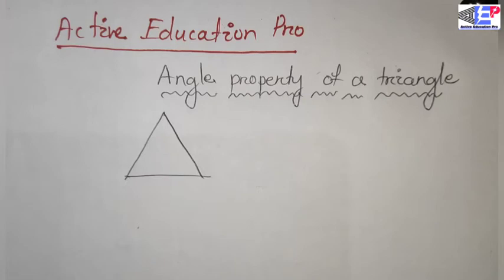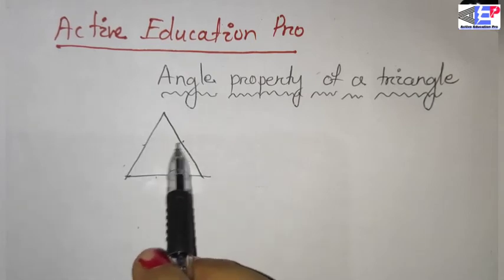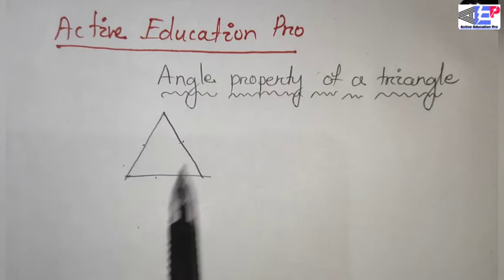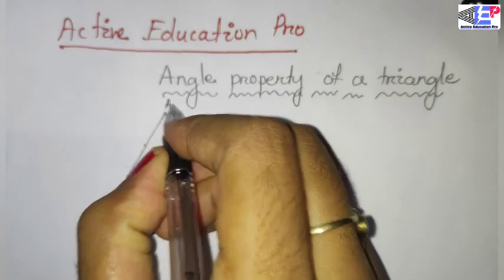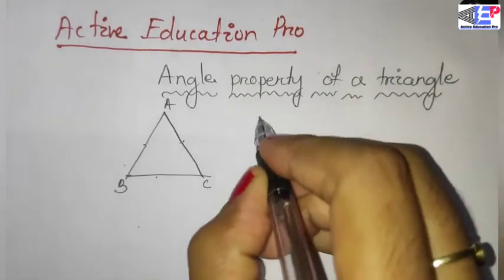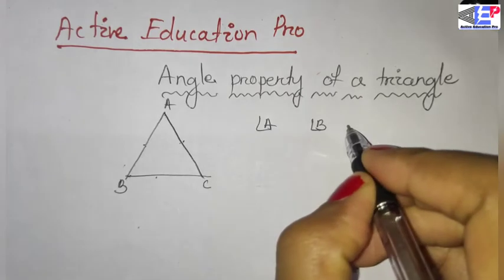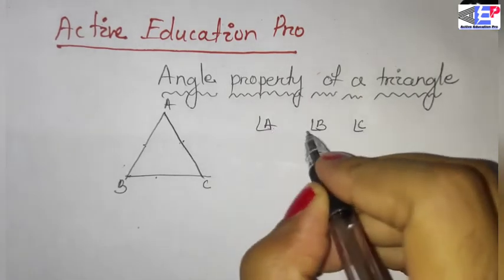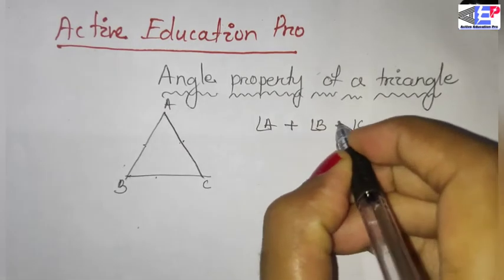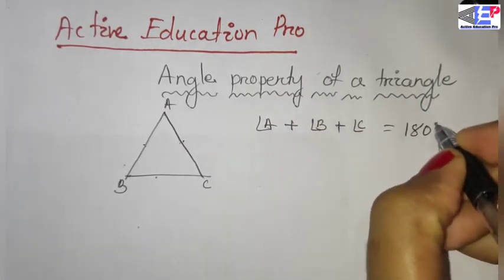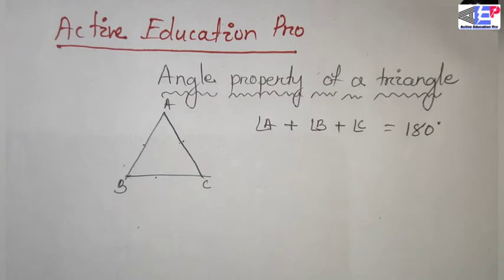Now this is the angle property of a triangle. A triangle is a closed polygon consisting of three sides, three vertices, and three angles also. What about the angle property? Here the triangle has three angles: angle A, angle B, and angle C. The sum of these three angles is 180 degrees. If you add these three angles, the amount will be 180 degrees. This is the first property: the sum of the three angles A, B, C is 180 degrees.